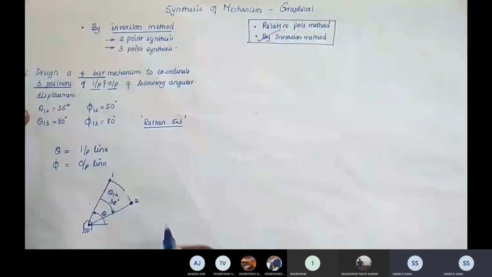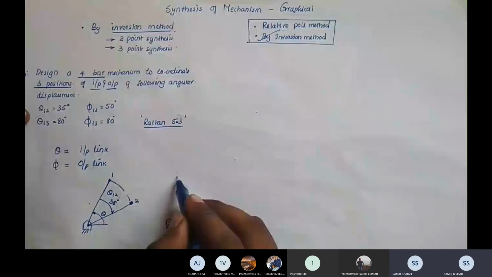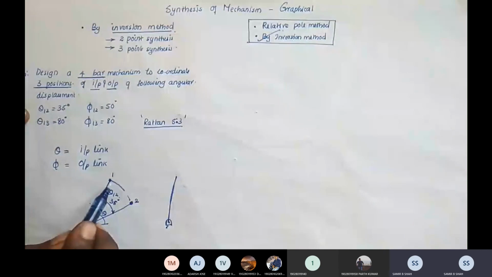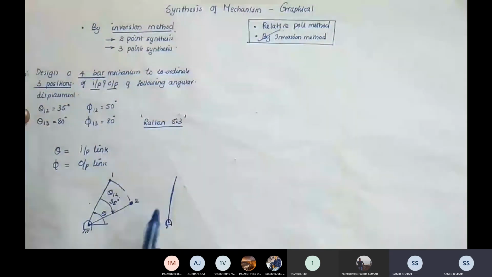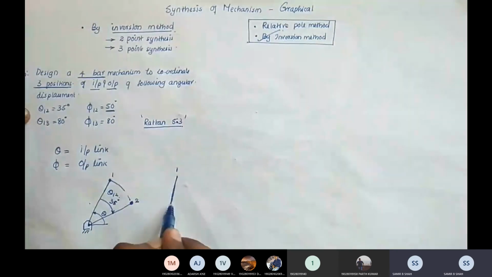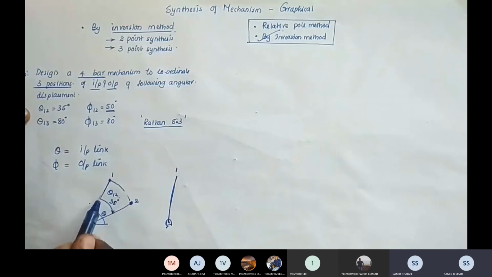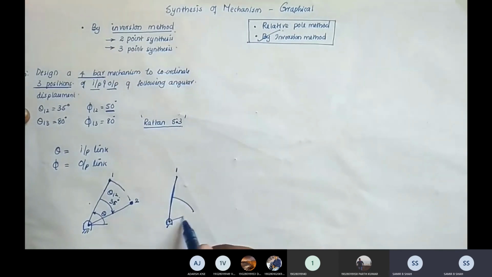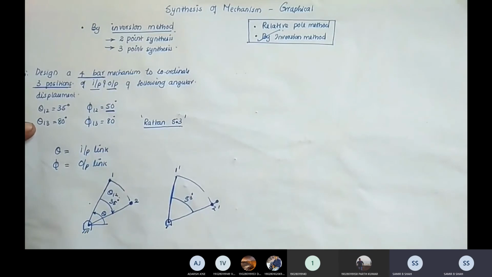Now phi 1 to 2 means, suppose this may be the output link. If the input theta angle, that means theta 1 to 2 position, displaces 35 degree, the output angle phi should displace 50 degree. That is the meaning. Suppose this is the position of the input link initially. If the input link moves 35 degree, the output link should displace to an angle of 50 degree. This is the second position, 1 dash 2 dash. We need to design a four bar mechanism accordingly.